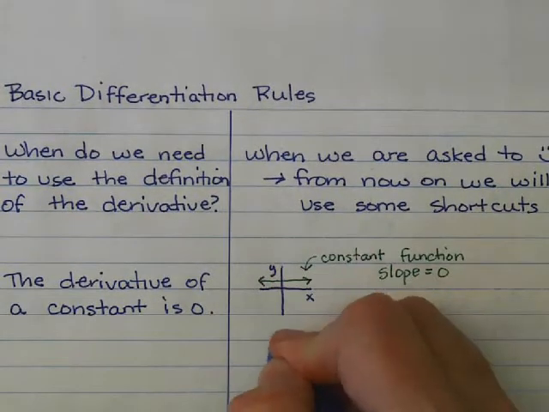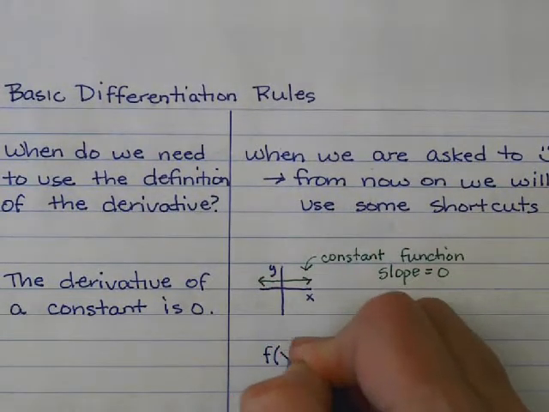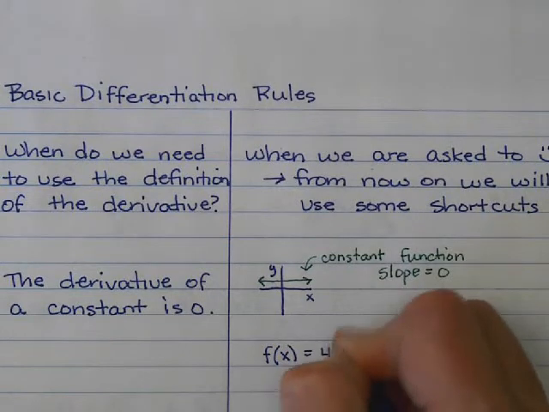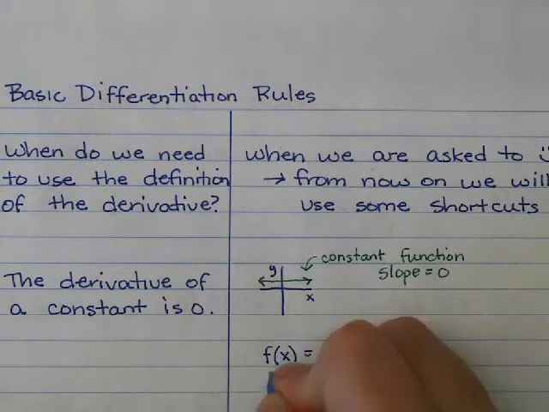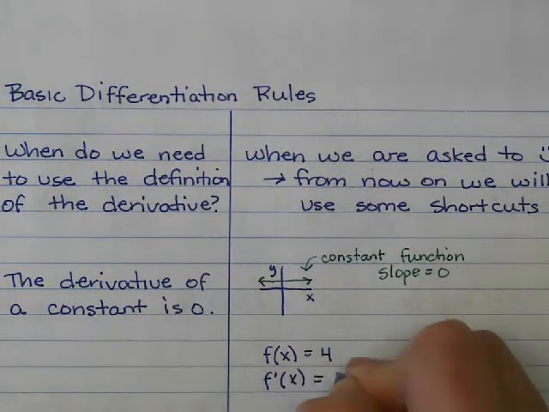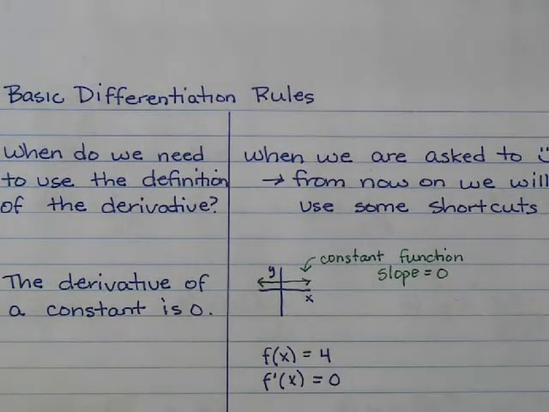Okay, so let's look at an example. Let's say we had f of x is 4. Okay, that's just a horizontal line that's crossing through the y-axis at 4. So its derivative, which is the slope, is 0.